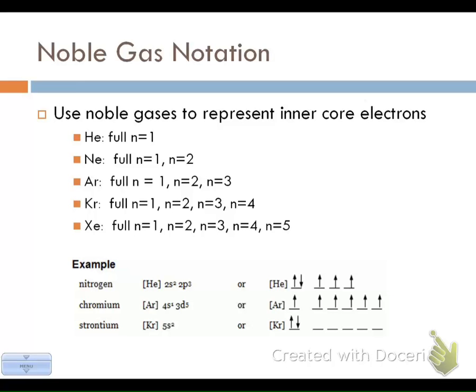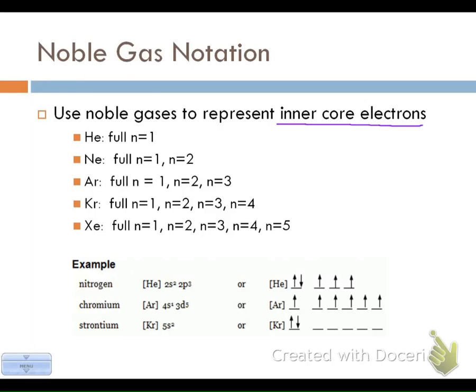And the final lesson in this series of lessons is probably going to be your favorite, because this one is going to shorten things up even more. We're now going to learn to use noble gas notation, and its purpose is to keep us from having to write out all of the inner core electrons.